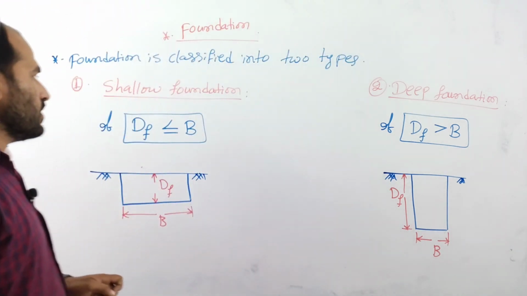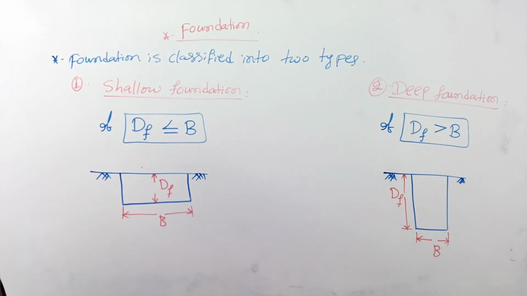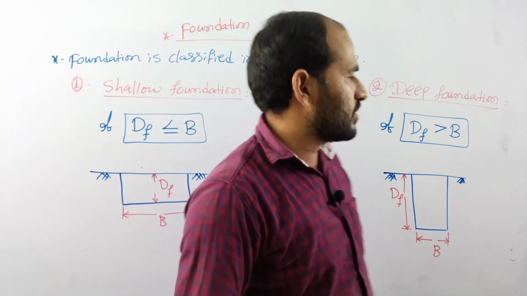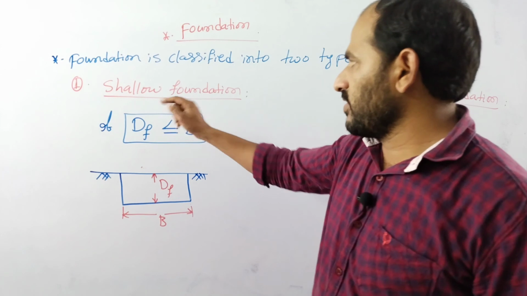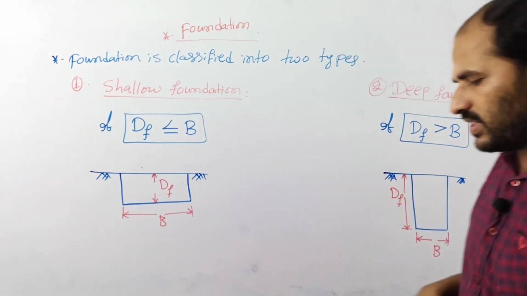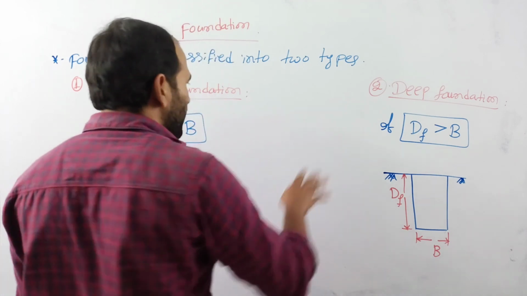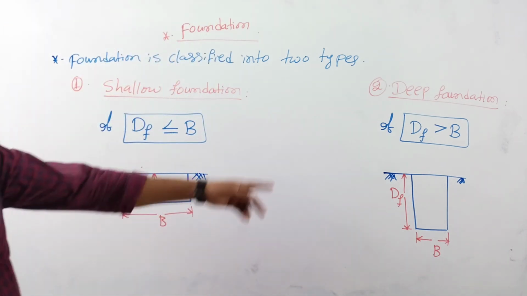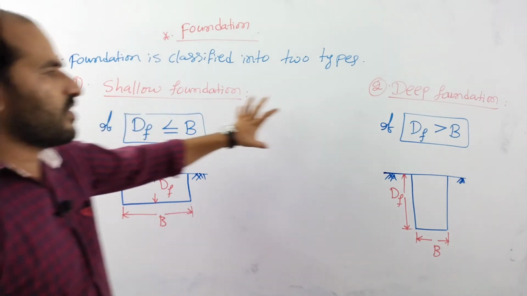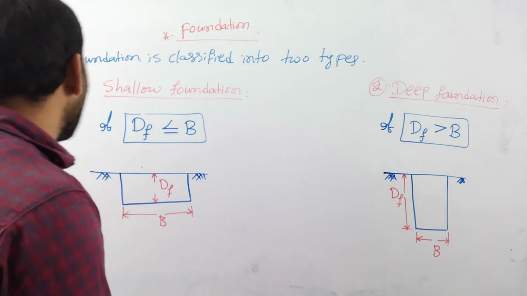Spread footing, isolated footing, combined footing, and raft or mat foundation are examples of shallow foundation. Well foundation is an example of deep foundation, and pile foundation is also an example of deep foundation. So this is a shallow foundation and this is a deep foundation.